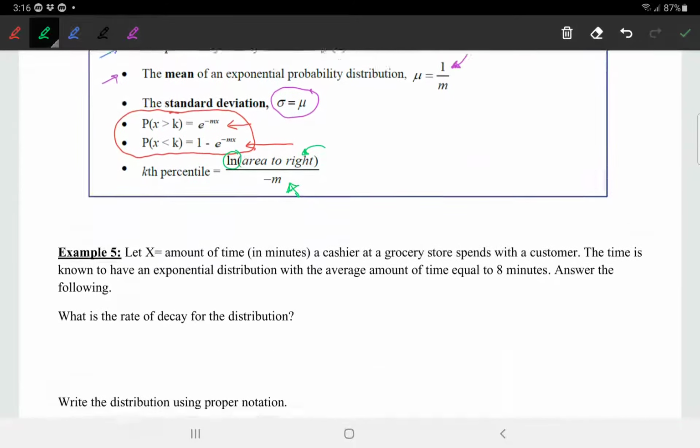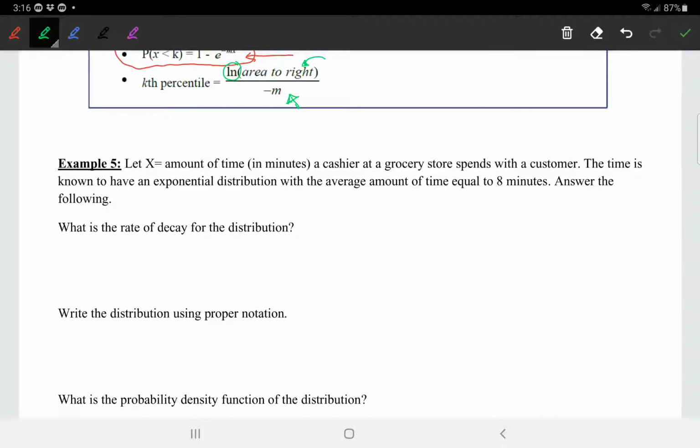Okay, so let's try some of these. Let's let our random variable be the amount of time in minutes that a cashier at a grocery store spends with a customer. The time is known to have an exponential distribution with the average amount of time equal to 8 minutes. So what is this telling us? Well, the average amount of time is telling us that mu is equal to 8. And then, because this is the exponential distribution, that is also telling us what the standard deviation is.